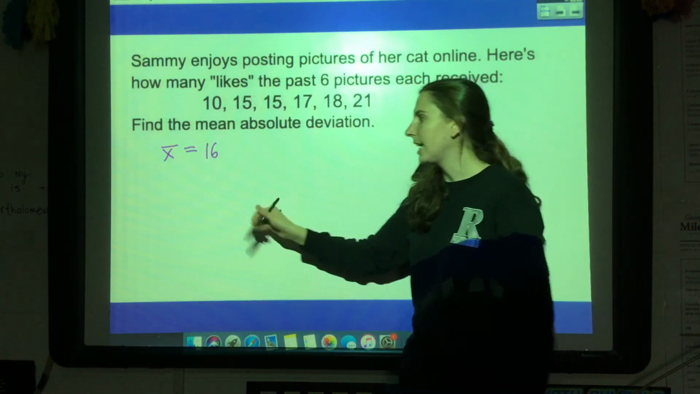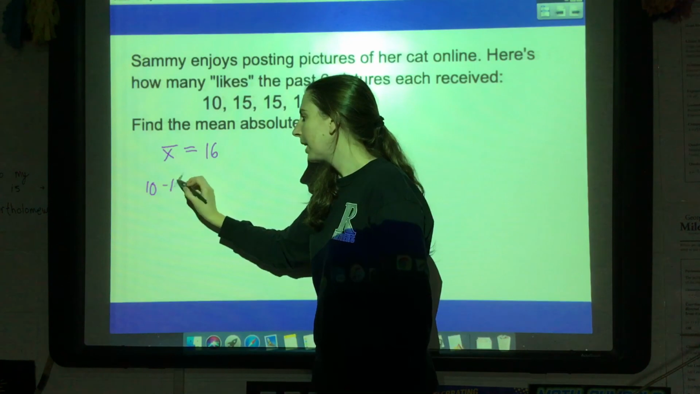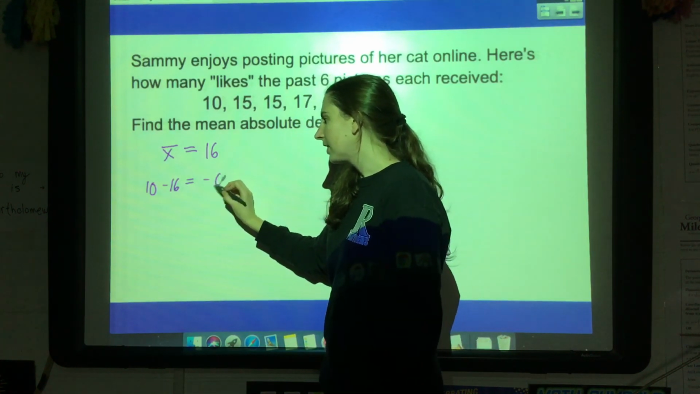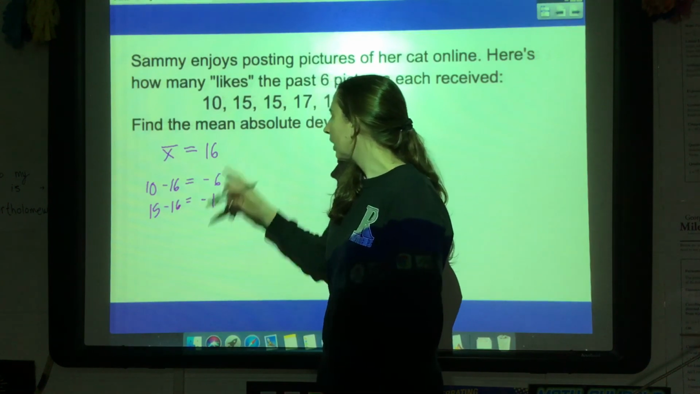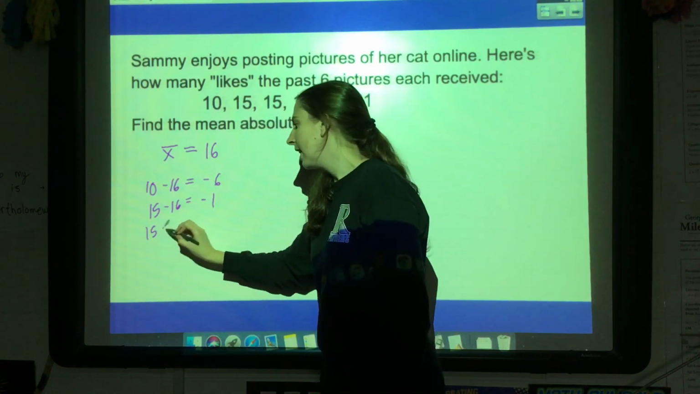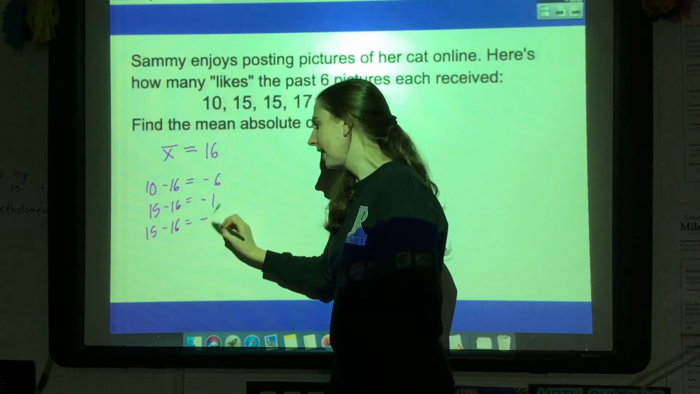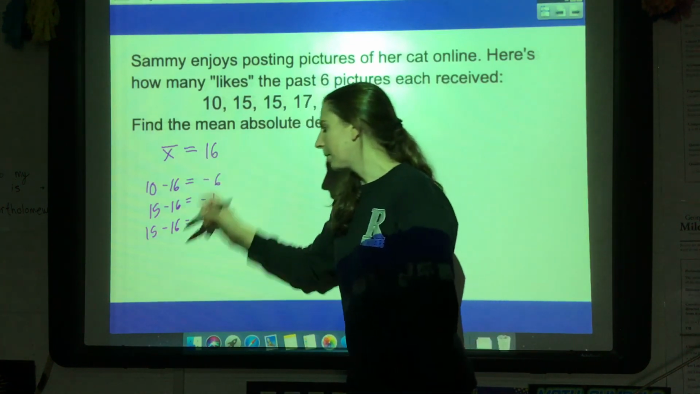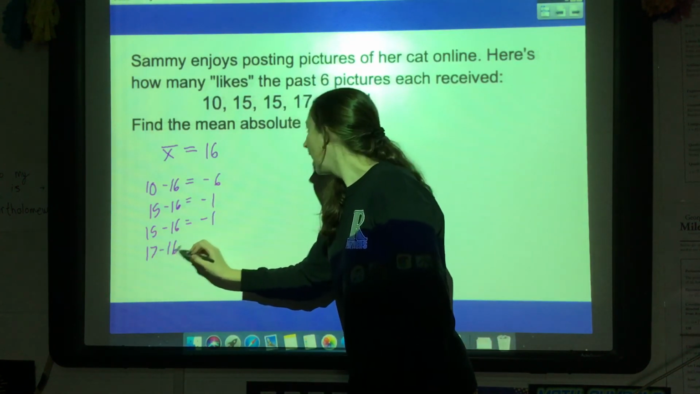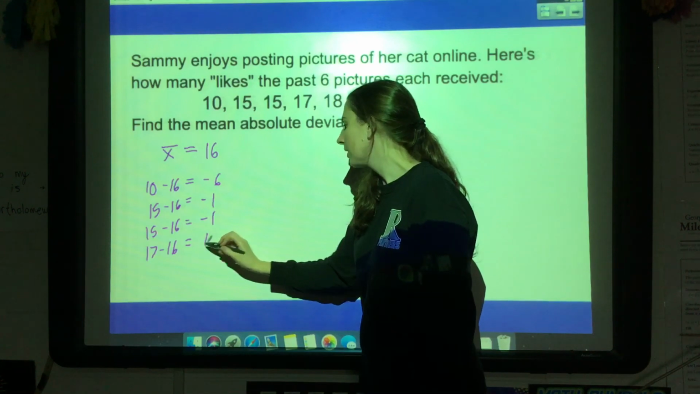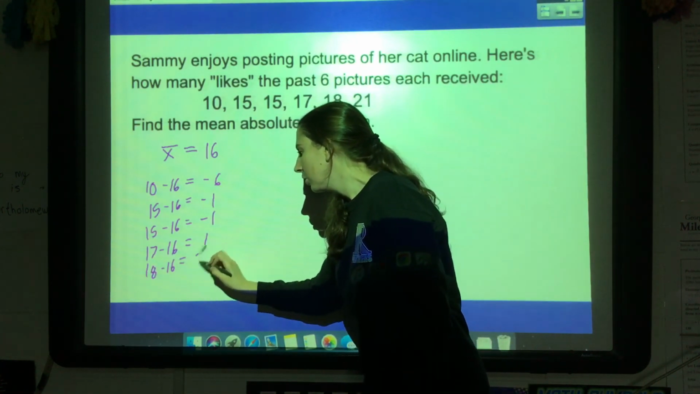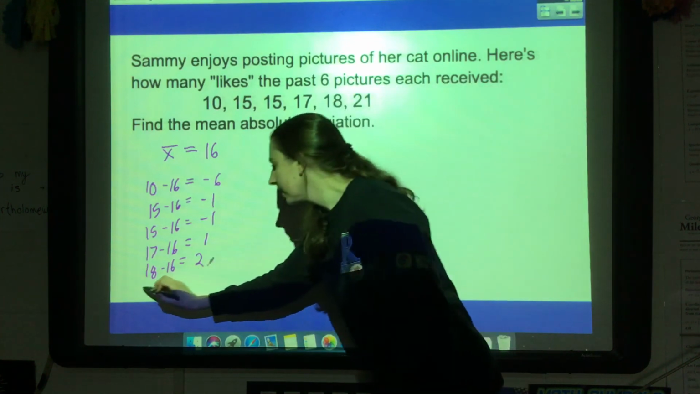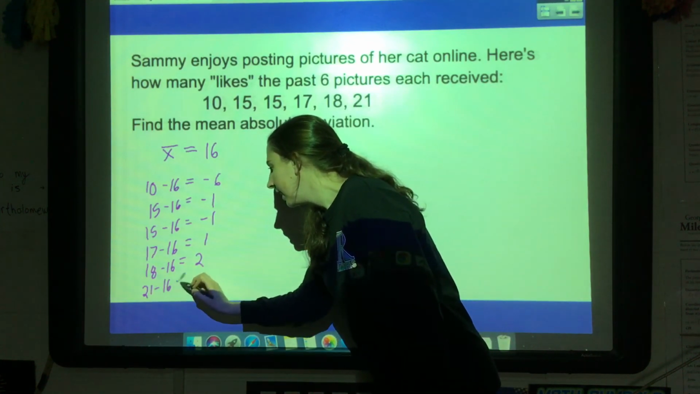If I do 10 minus 16, I get negative 6. If I do 15 minus 16, I get negative 1. If I take this other 15 and subtract the 16, I get negative 1. If I take 17 minus 16, I get positive 1. 18 minus 16 is 2, and then 21 minus 16 is 5.